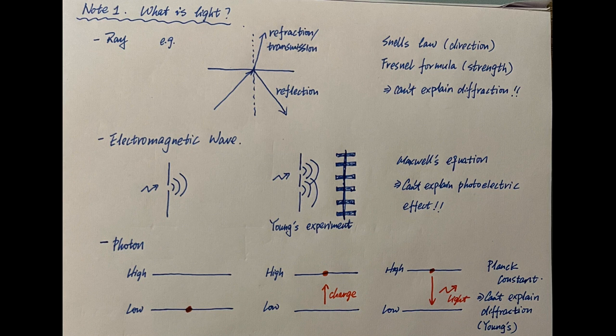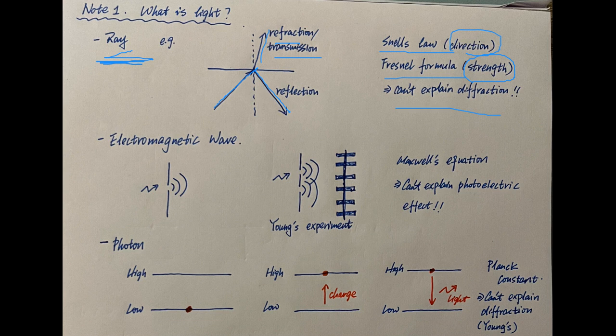So the first theory that can describe light is the ray model, where we know that when the signal is propagated from one medium to another, there will be reflection and there will be refraction. So refraction is also called transmission. So we have Snell's law that tells us the direction of reflection and refraction. And we have a Fresnel formula to tell us the strength of the reflection. But there is limitation of the ray model. The ray model cannot explain diffraction.